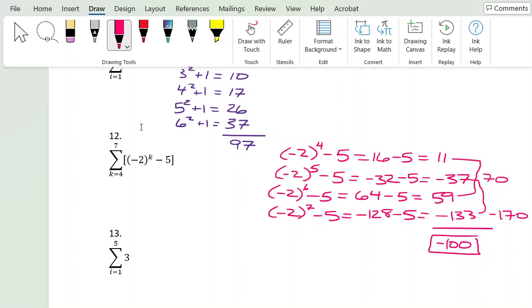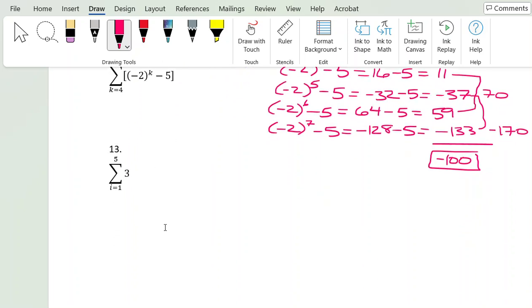All right, and then number 13, we're going from 1 to 5, and what we're plugging into is 3. Now in this, there is no variable on the side for me to plug the numbers 1, 2, 3, 4, and 5 into. It's just 3. So I'm adding 3 for 1, 3 for 2, 3 for 3, 3 for 4, and 3 for 5. 3 5 times is 15. So that would be my answer.